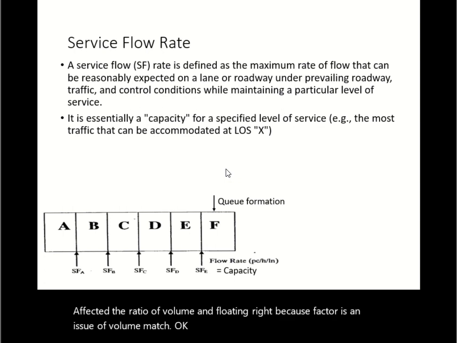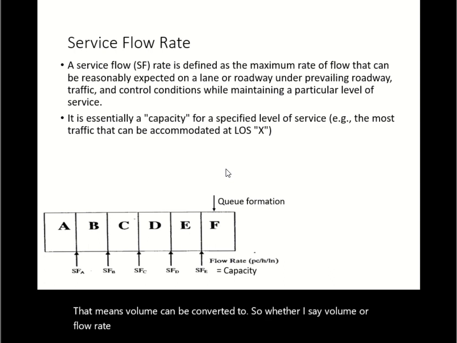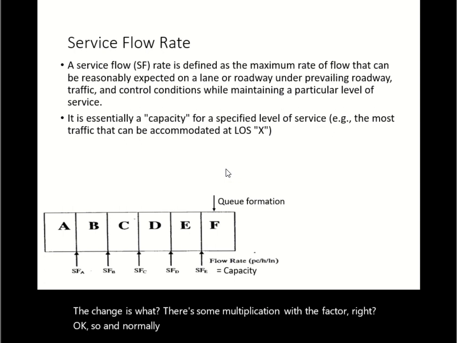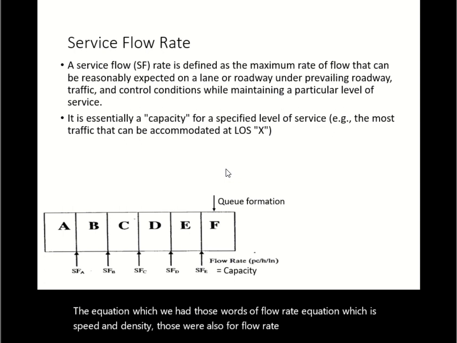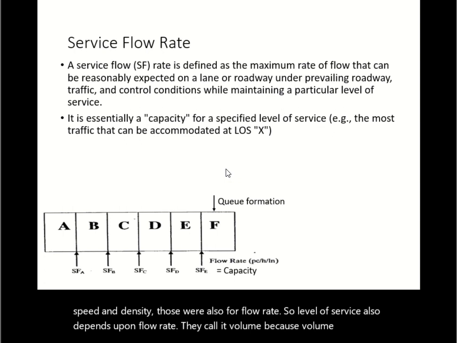So when I say level of service has a volume, that means volume can be converted to flow rate. So whether I say volume or flow rate is the same. The change is just a multiplication with the factor, right? And normally for calculations we use flow rate, we don't use volume. Capacity is maximum flow rate. The equations which we had, those were for flow rate. Equations with the speed and density, those were also for flow rate. So level of service also depends upon flow rate. They call it volume because volume can be converted to flow rate, no problem.